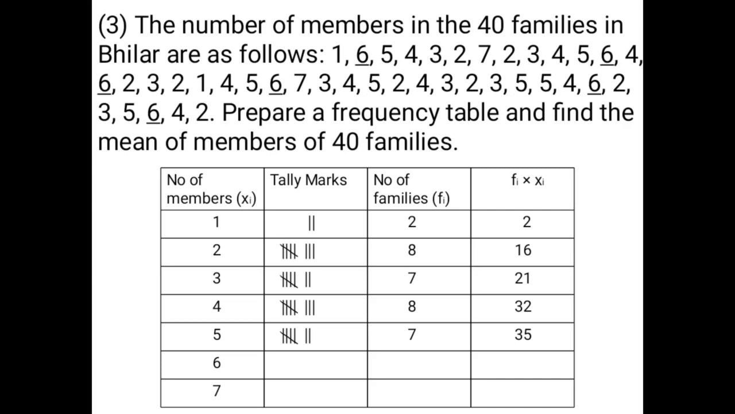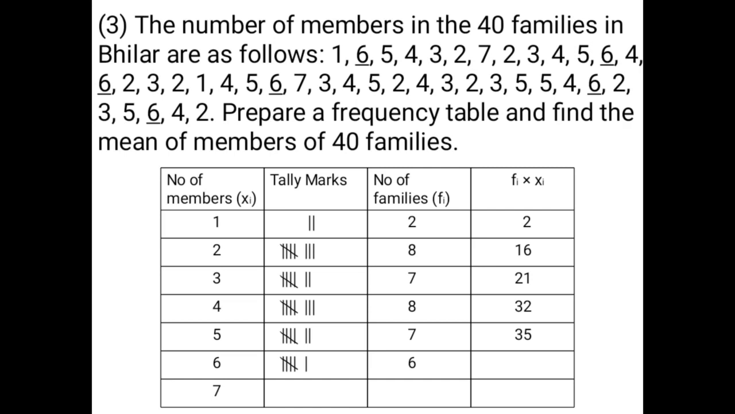Now you have to underline number of members 6 and then you have to count 1, 2, 3, 4, 5, 6. Number of members 6 is 6. Tally mark 6 you have to mark in this way. If tally marks is 6, number of families is 6. Now you have to multiply Fi into xi, that is 6 into 6.